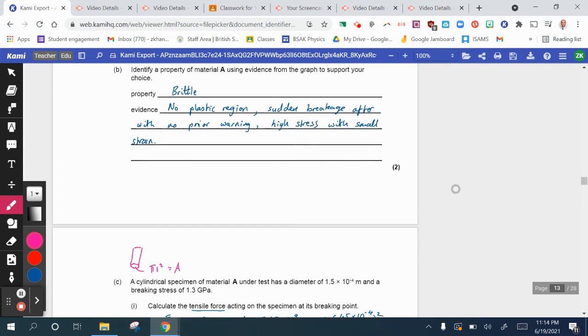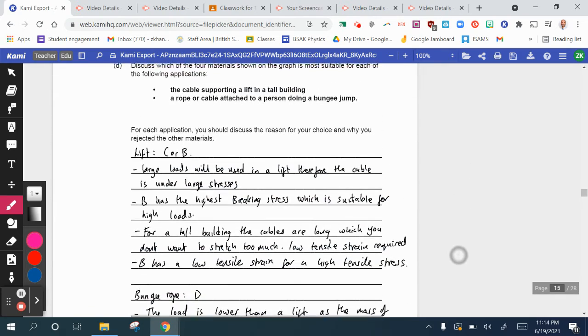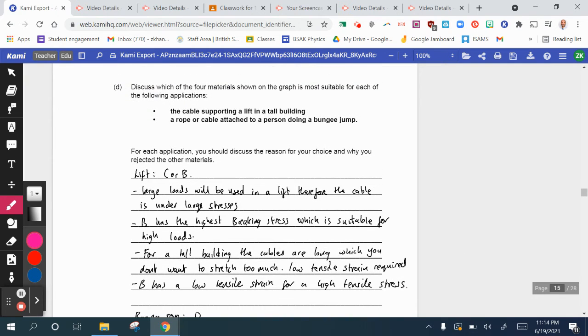So let's have a look at what we could write for the justification for choosing the cable with the material B or C. So large loads will be used in the lift. Therefore, the cable is under large stresses. Okay, B is under large stress. B has the highest breaking stress compared to all the others, and we have to make a comparison. We have to discount all the others. So that word highest identifies that it's greater than A and D, and C as well. So that's a relevant point.